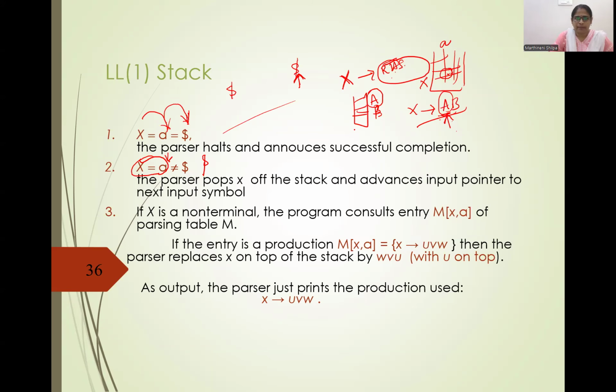And whenever X is a non-terminal, the program consults the entry M[X, a] of the parsing table M. If the entry is a production like X deriving UVW, then the parser replaces X, which is on top of the stack, by WVU. As I discussed just now, the right-hand side of the production will be stored in the stack in reverse order.